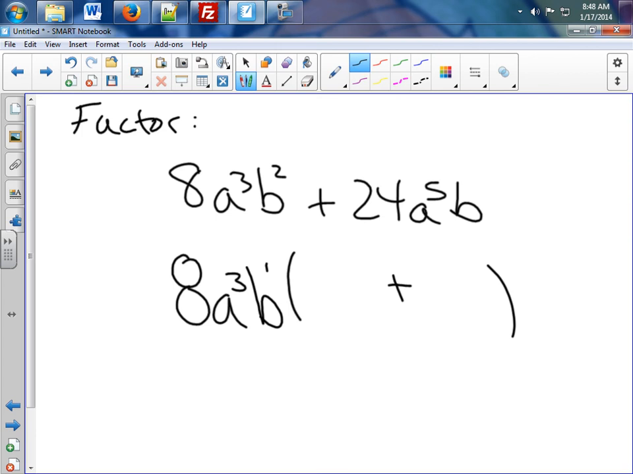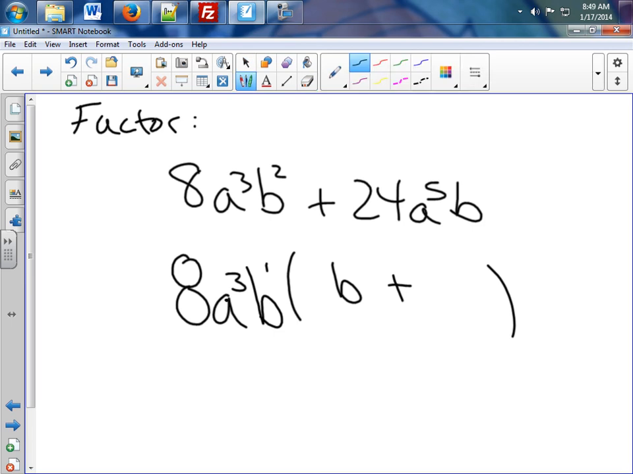What is 8 divided by 8? 1. And I always put the 1 there because I have no idea what else is coming. I had 3 A's. I took all the A's out. I had 2 B's. I took 1 out. So I'm left with a B. At this point, I erase my 1.